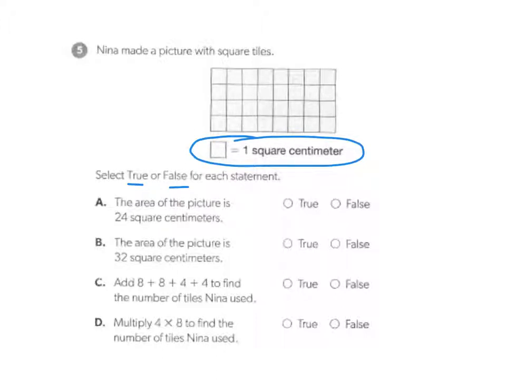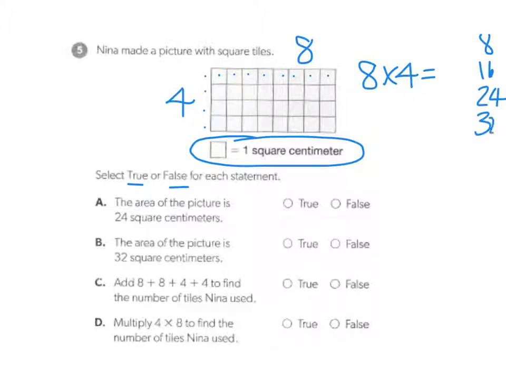So I'm going to multiply. I see that there are 1, 2, 3, 4, 5, 6, 7, 8. There are 8 squares in a row, and there are 1, 2, 3, 4 rows. So I'm going to multiply 8 times 4 to find the area. If you're not sure what 8 times 4 is, you can write your 8s down 4 times, and you would get an answer of 32. So letter A says that the area is 24. We found that it was 32, so that answer is false.